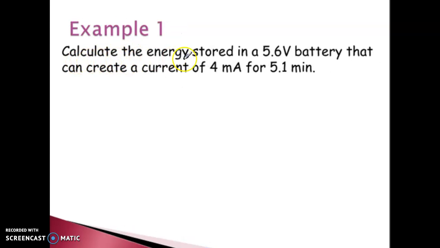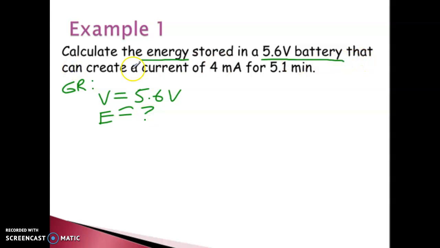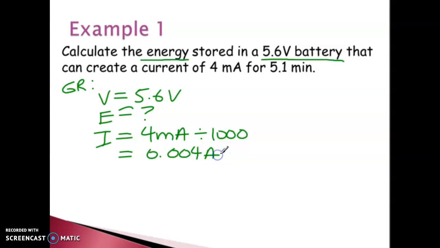So calculate the energy stored in a 5.6 volt battery. We want energy that can create a current of 4 milliamps. You know what, right away, let's convert this. To go to amps, we're going to divide by 1,000. So it's going to be 0.004 amps.